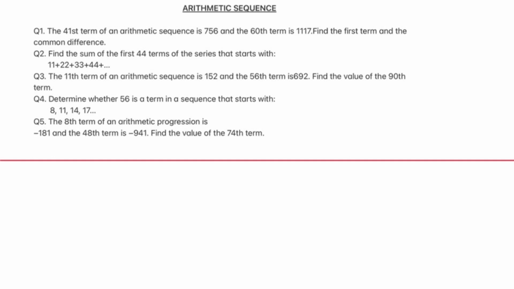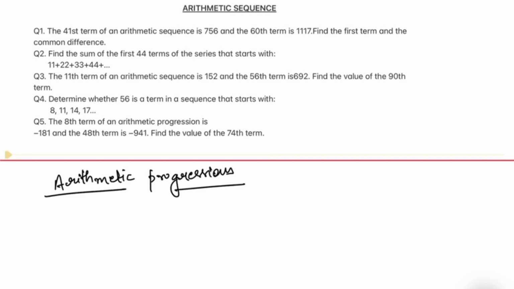Arithmetic sequence is also known as arithmetic progressions. So don't get confused when you get questions where arithmetic progressions is written. These are the ordered set of numbers that have a common difference between each consecutive term.